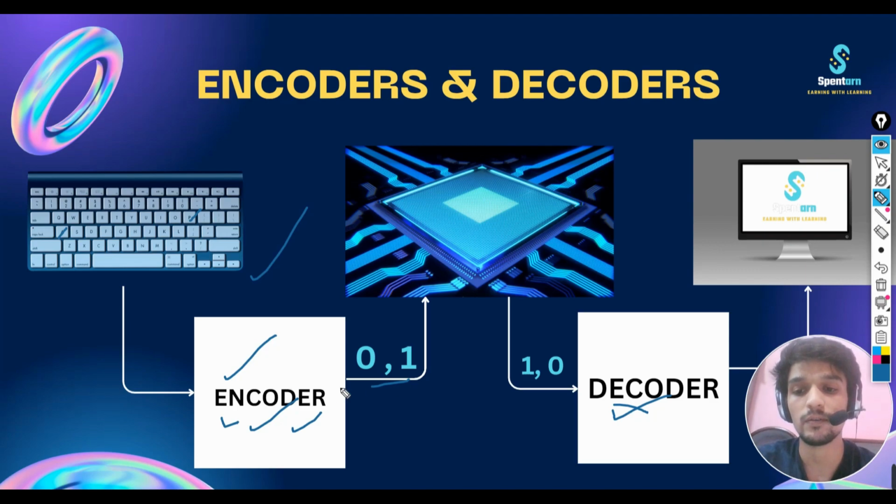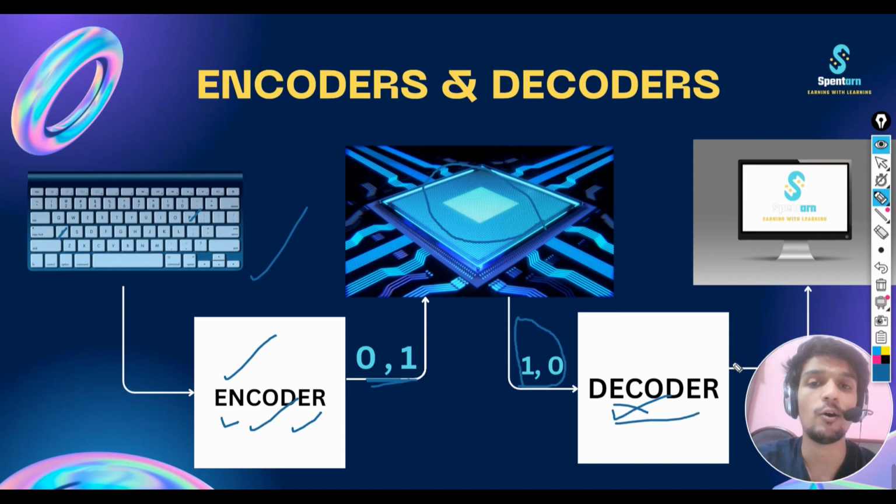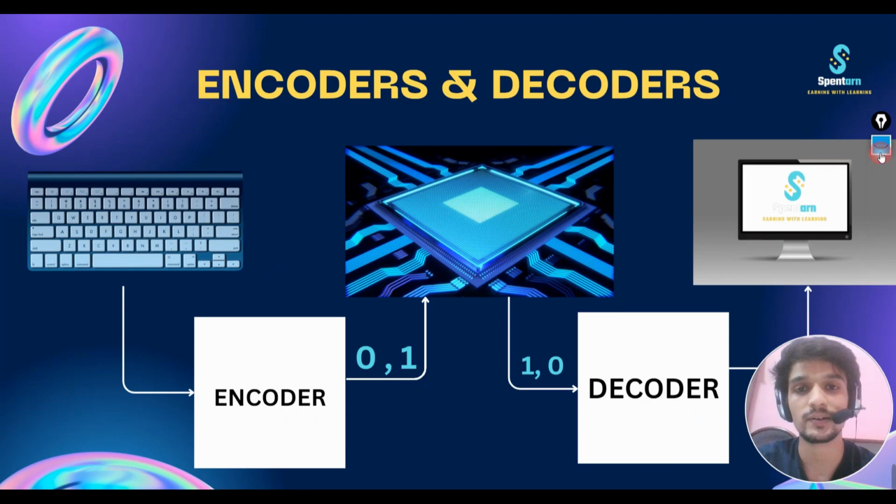For example, here the encoder is converting the data into 01 format, or binary format. After being processed by the processor, we get the processed data here, which is also in binary format, right? Now the data will be decoded with the help of the decoder, and we will get the output on the screen. So it is my desktop, or you can say the screen, where I will get my data, which a human can understand, right? So this is what encoders and decoders are, and why we use them, okay?